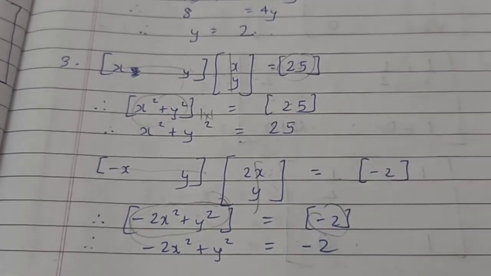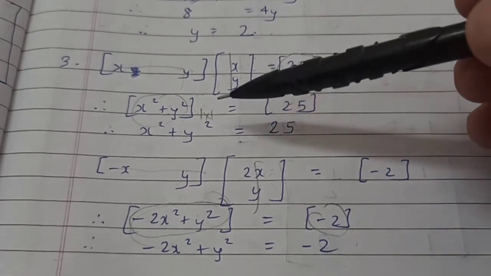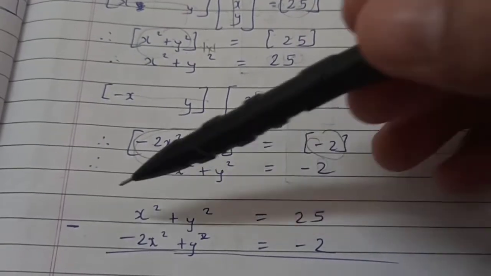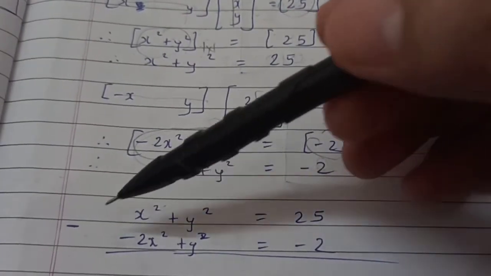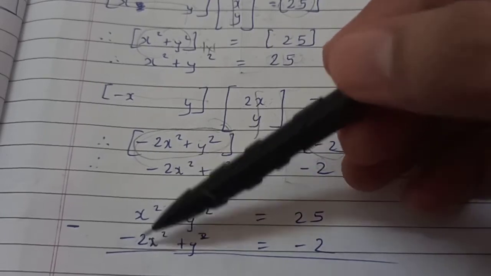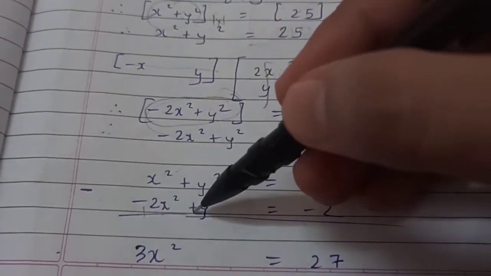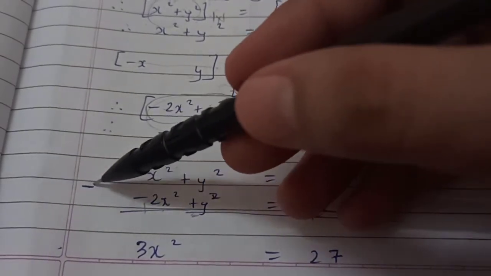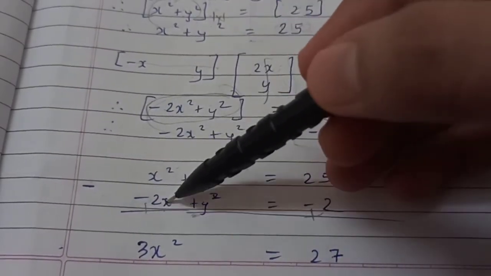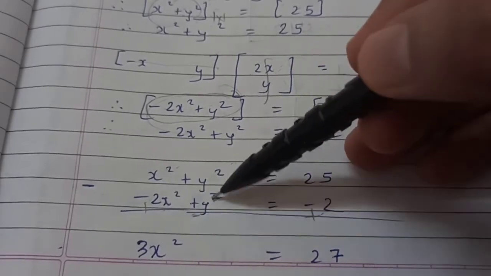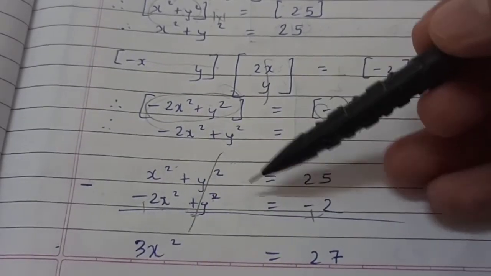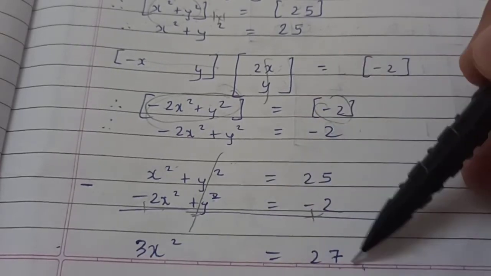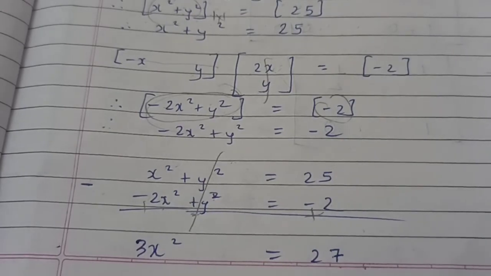I can use simultaneous equations now. Get rid of either x squared or y squared. I'm going to get rid of y squared. So I will write both the equations. I will subtract it. X squared minus 2x squared is nothing but the addition. So this becomes plus and this becomes minus and this becomes plus. Signs change when you subtract the equation. So x squared plus 2x squared is 3x squared. Y square minus y square gone. That's the whole point of doing this. And 25 plus 2 is 27. So 3 goes down, x square is 9, so x is plus or minus 3.